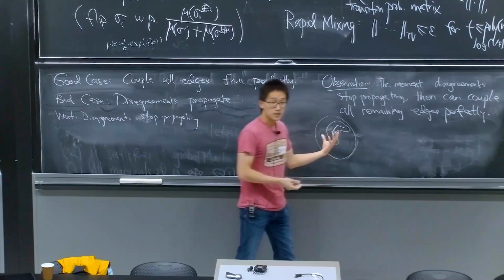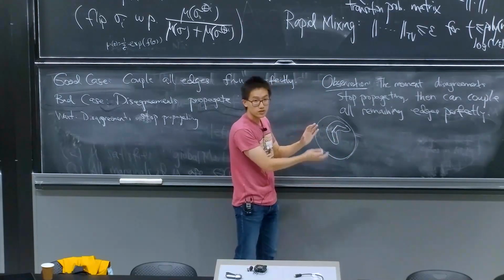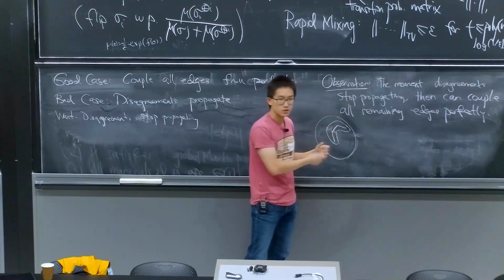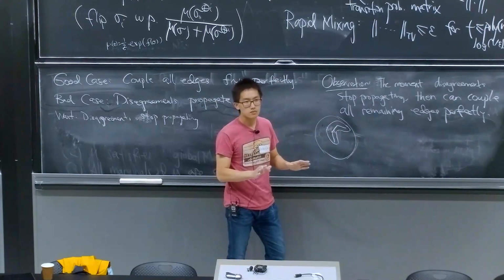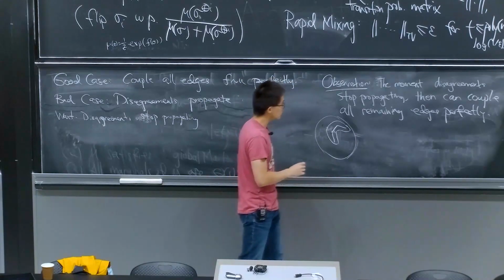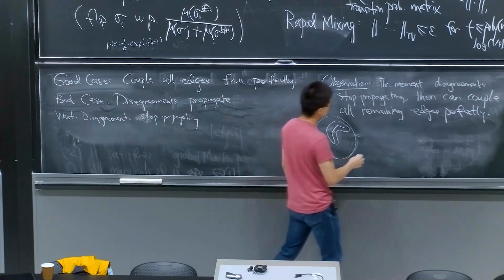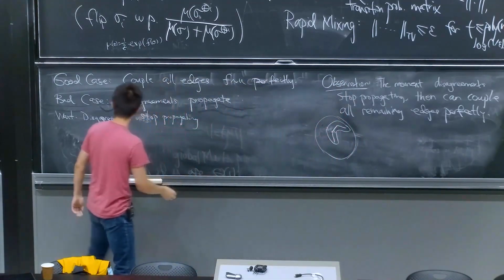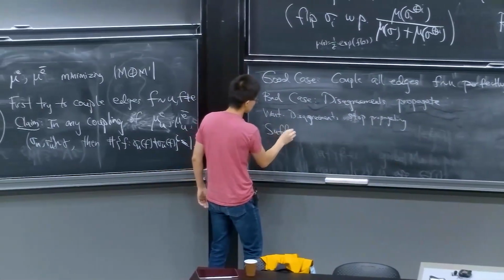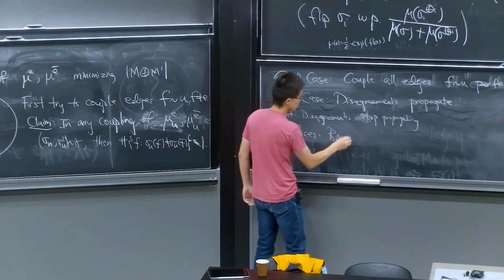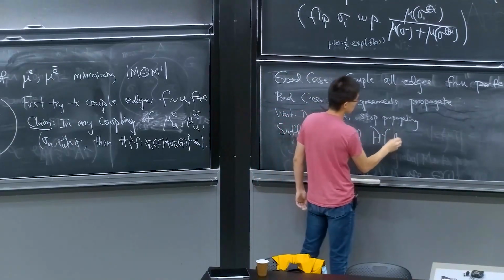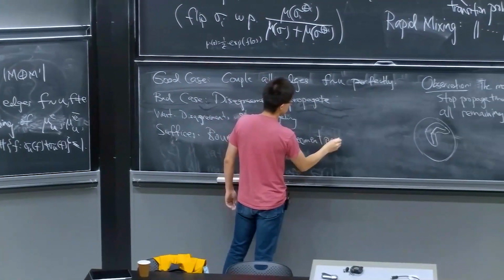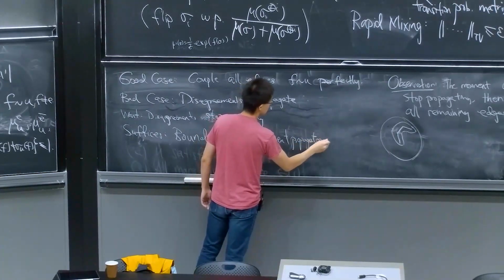Okay. And if that's the case, then afterwards I can just couple everything perfectly outside of it, right? Because I've kind of cut out all of the edges that are disagreeing in my current matching. Okay? Does that make sense? Believable? Okay. So really, it suffices to bound the probability that a disagreement propagates in one step.